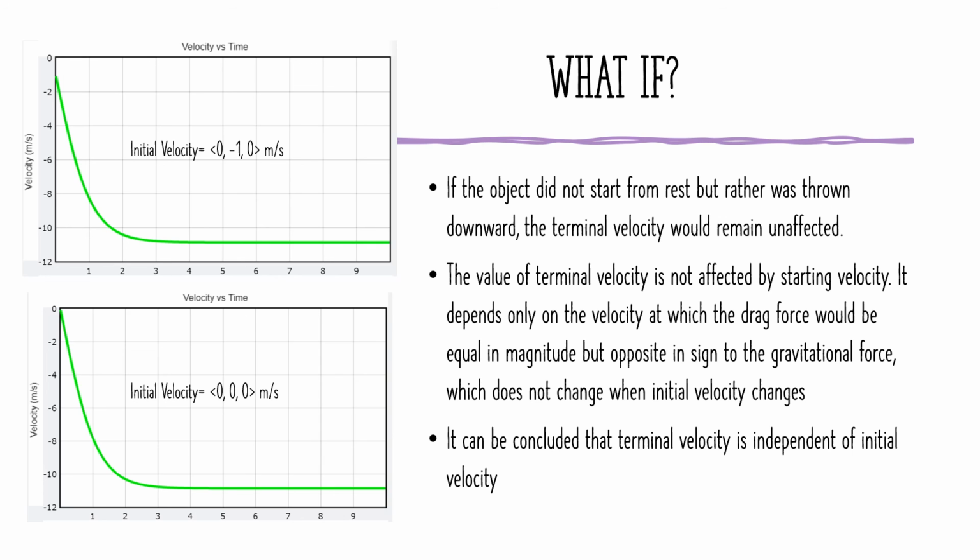Here are two examples from our computational model. One of them has a velocity of 1 in the negative y direction, and another has a velocity of 0. As you can see, they both have the same terminal velocity still.